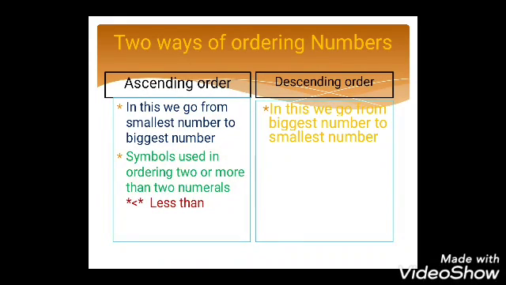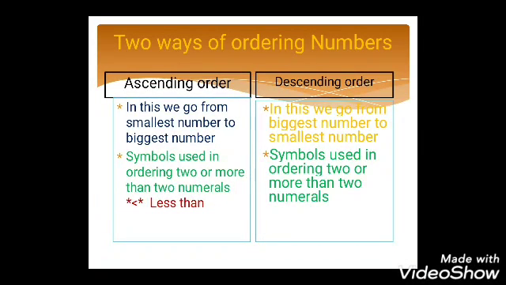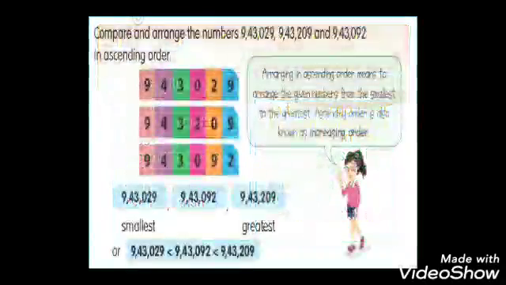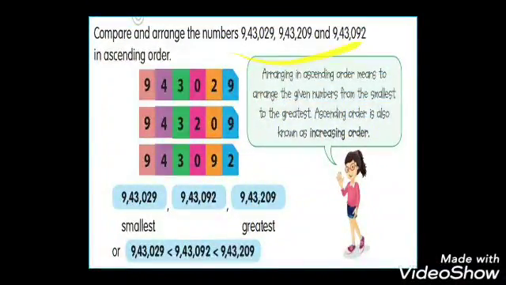In this we go from biggest number to the smallest number. Symbols used in ordering two or more than two numerals is this. So this is known as greater than and this is known as less than. So arrange these numbers. These are in Indian system of numeration.